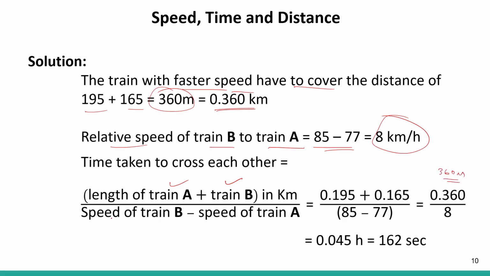So speed of train B minus speed of train A, that is the relative velocity, is what? 85 minus 77 is equal to 8 km per hour. So we can also convert this into meter per second and solve it, or else we can convert their length to kilometer and solve. Here it is done by converting the length of trains to kilometer and then solving it. So it will be equal to what? 0.045 hour, that is equal to 162 second.